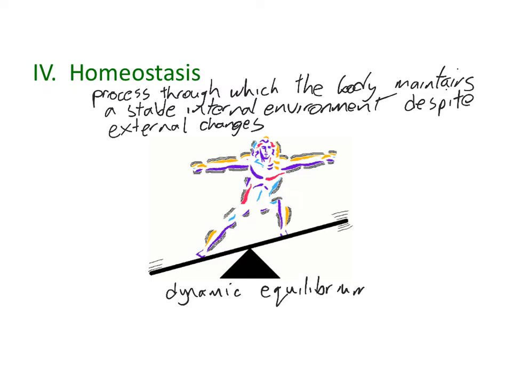And what's meant by that is basically the body will have a set range rather than a single set point. So if this is homeostasis, you'll have the conditions going up and down around a single set point. And a good example of this is when you look at a thermostat in your house.